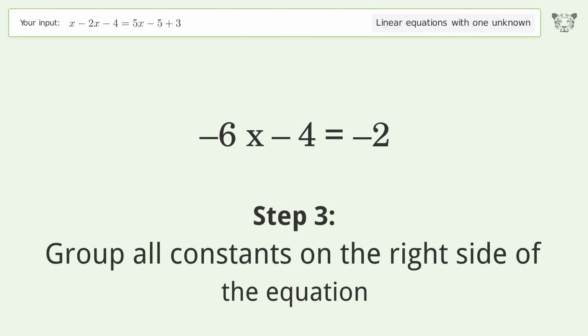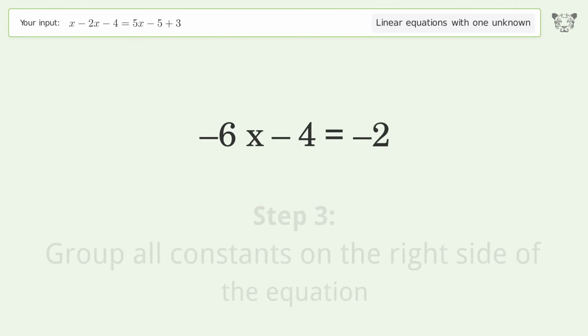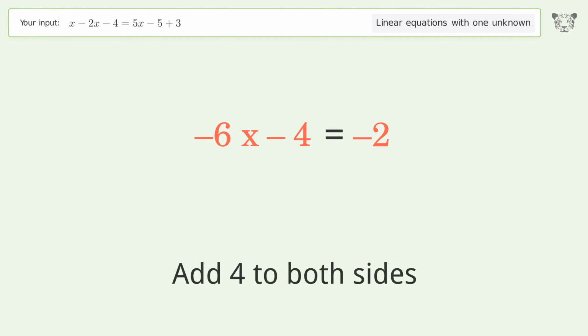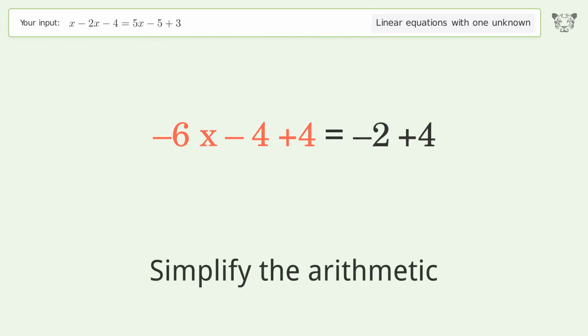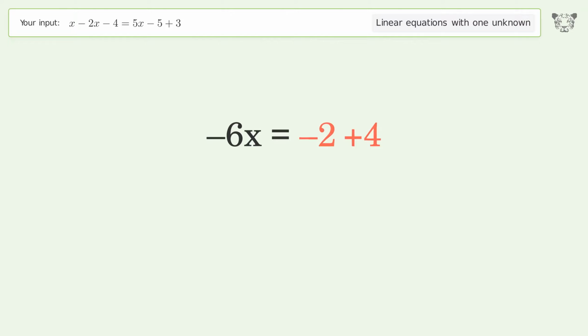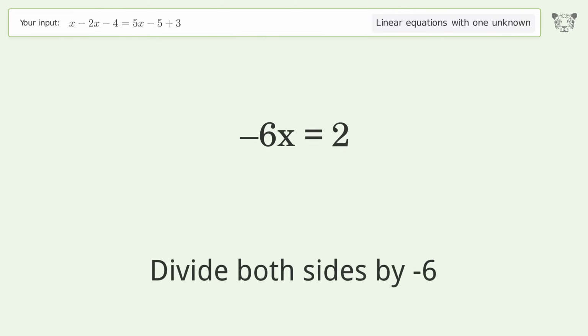Group all constants on the right side of the equation. Add 4 to both sides. Simplify the arithmetic. Isolate the x. Divide both sides by -6.